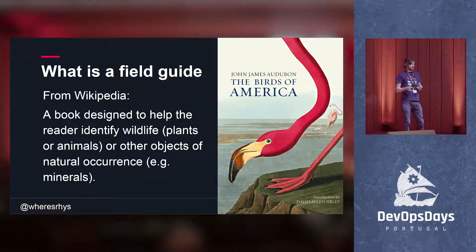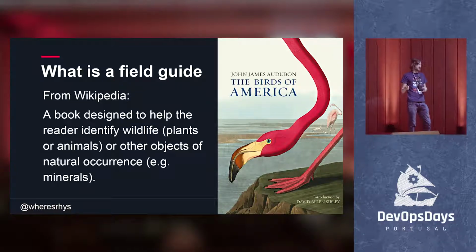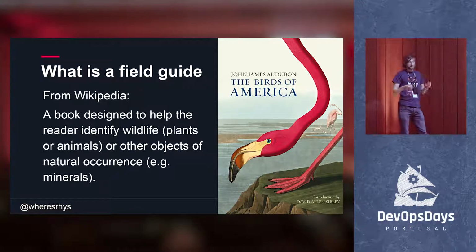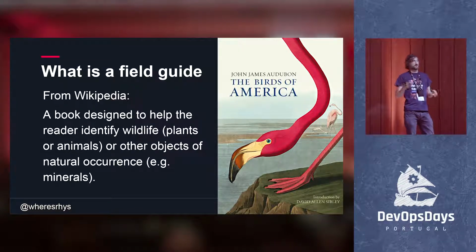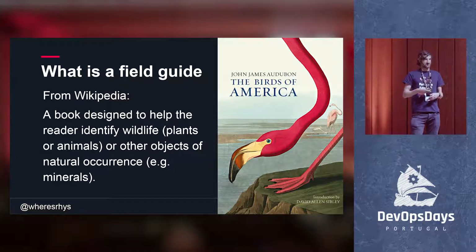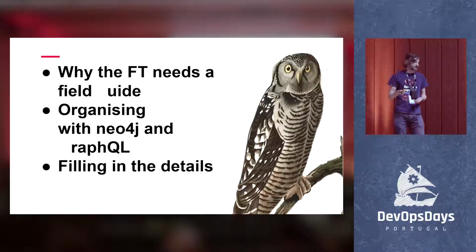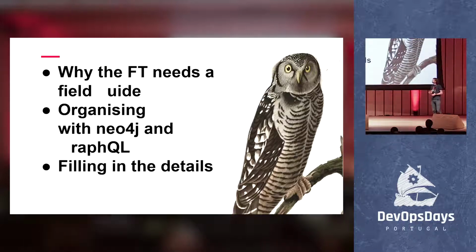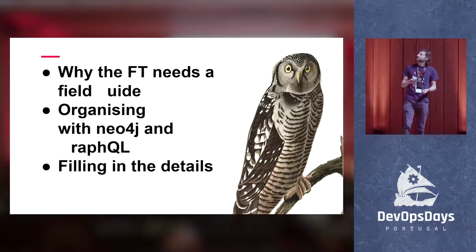So a field guide is a book that helps you identify objects of natural occurrence. So we're going to look at the tech at FT as a natural ecosystem that we're trying to provide a guide to. So I will cover why the FT needs a field guide, how we've used a Neo4j graph database and GraphQL to organize it, and some approaches we've taken to filling in the details.